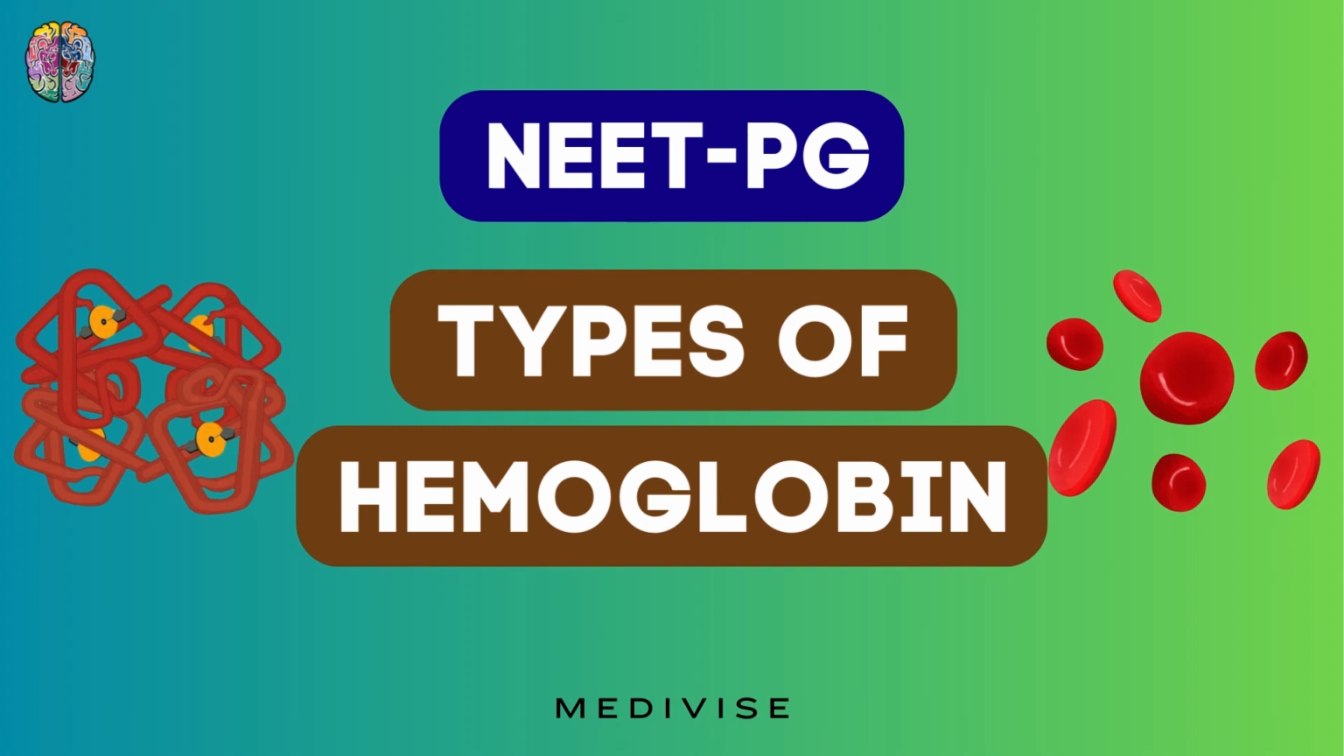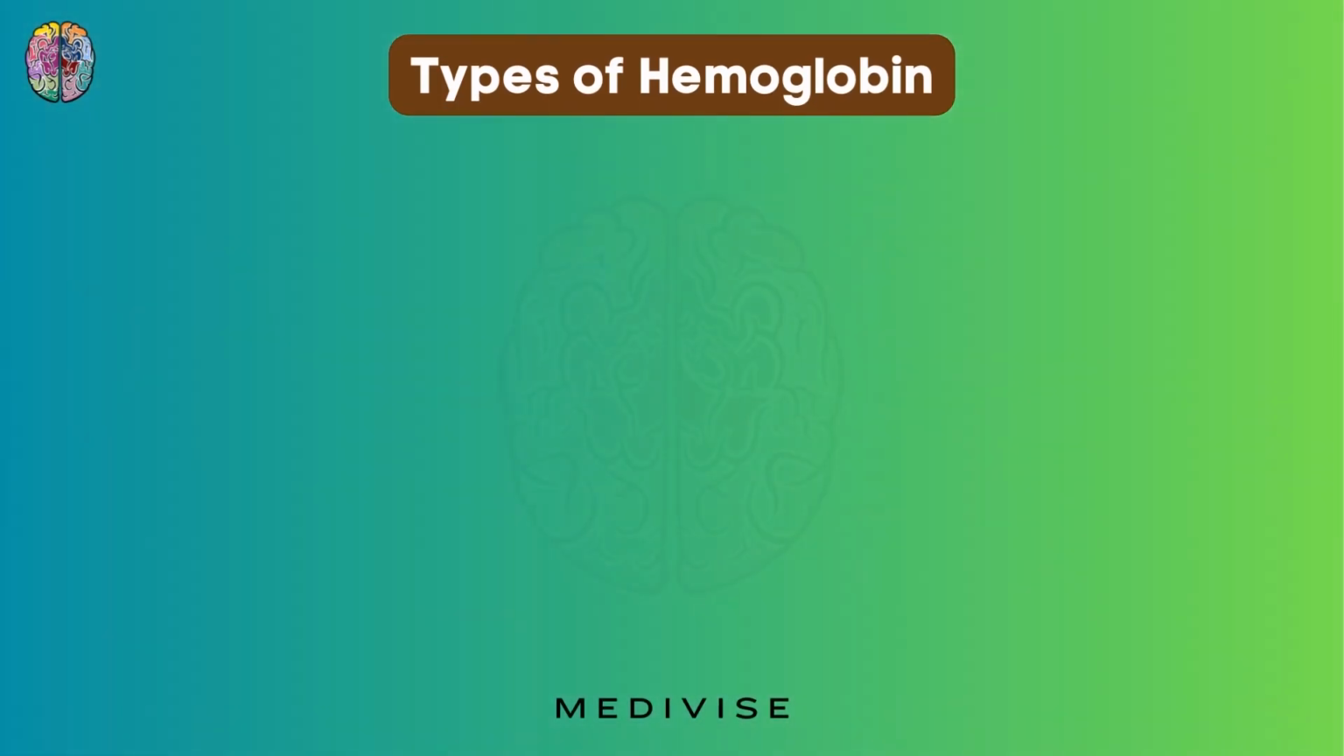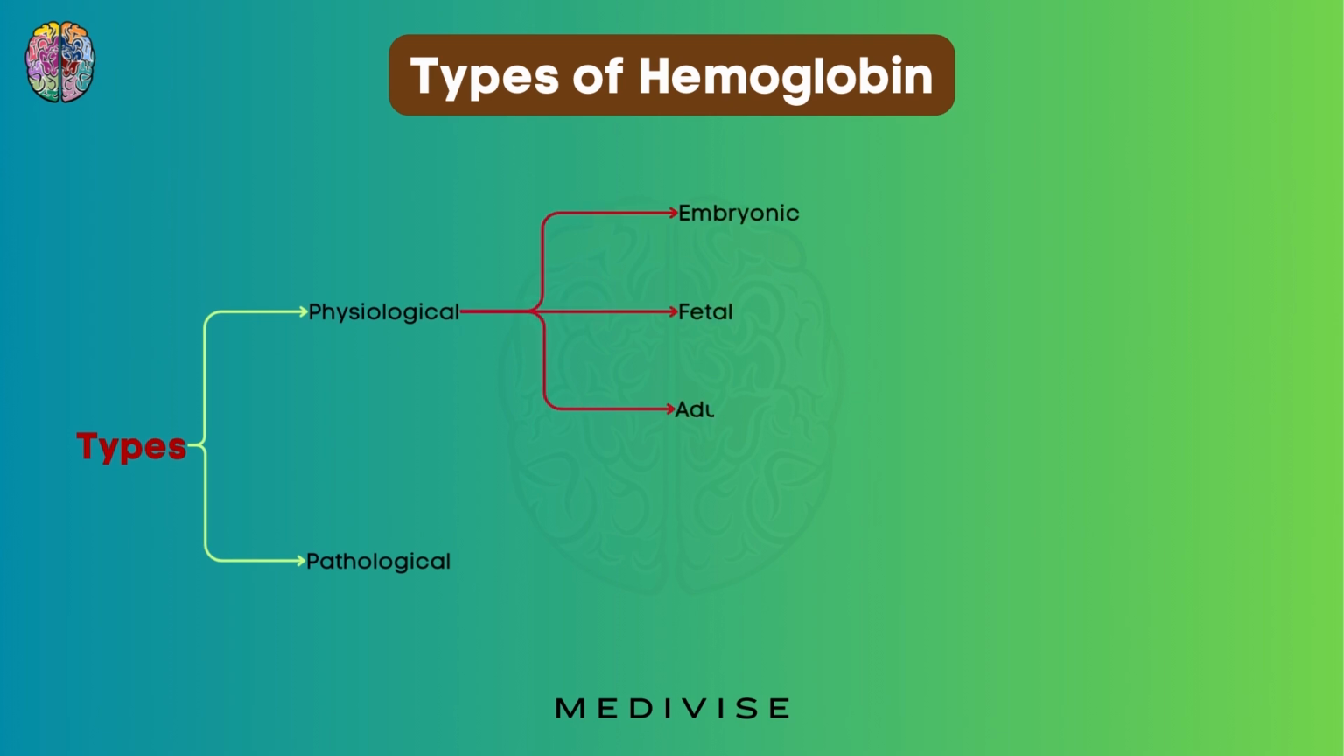This video is dedicated to the topic of types of hemoglobin. So let's start. There are two types of hemoglobin that you are going to encounter. We have the physiological and the pathological types. There are three types of physiological hemoglobin seen: the embryonic, fetal, and adult hemoglobin.